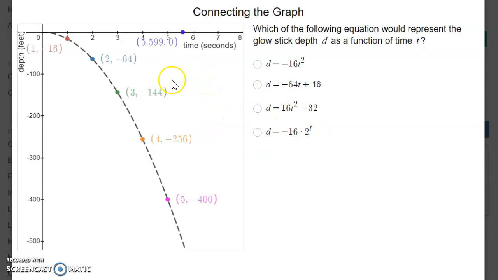Let's substitute some values. When t is equal to 1, that's going to be 1 squared times negative 16, which is negative 16 right there. But if I put t equal to 1 into the other equation, 2 to the power of 1 is just 2. 2 times negative 16 should be negative 32, and it's not negative 32. So the correct answer is this one.